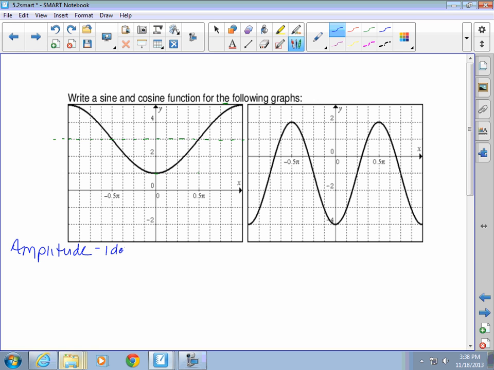So once I have identified my center line, I can tell that my amplitude is going to equal 2. Okay, so this graph went 1, 2, 3, 4 as a distance, so halfway through there means that my amplitude is at 2, and I can draw that center line, or that vertical displacement line, 2 above, which would make it at 3.